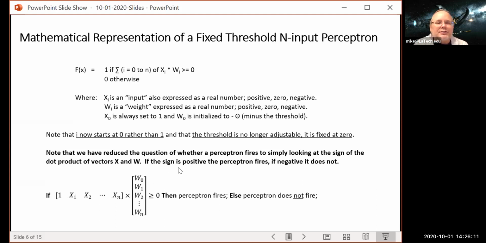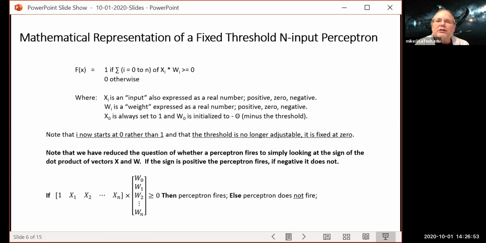Now, why would we want to do this? Because we have now reduced the question of whether a perceptron fires to simply looking at the sign of the dot product of vectors x and w. If the sign is positive, the perceptron fires. If the sign is negative, it does not. This is the whole thing, expressed mathematically, for what a perceptron does. It is a dot product between the input vector and the weight vector. And all we have to do is look at the sign of this dot product, and it tells us whether the perceptron fires or doesn't fire.